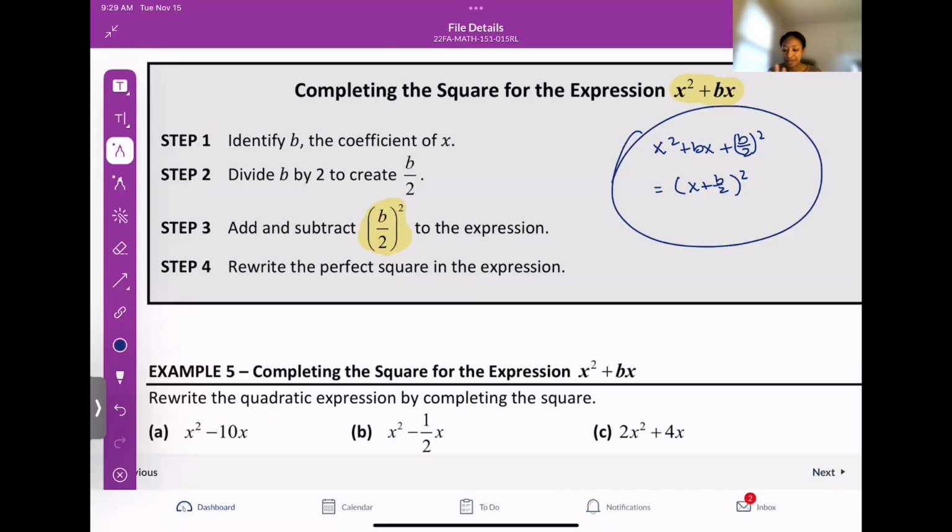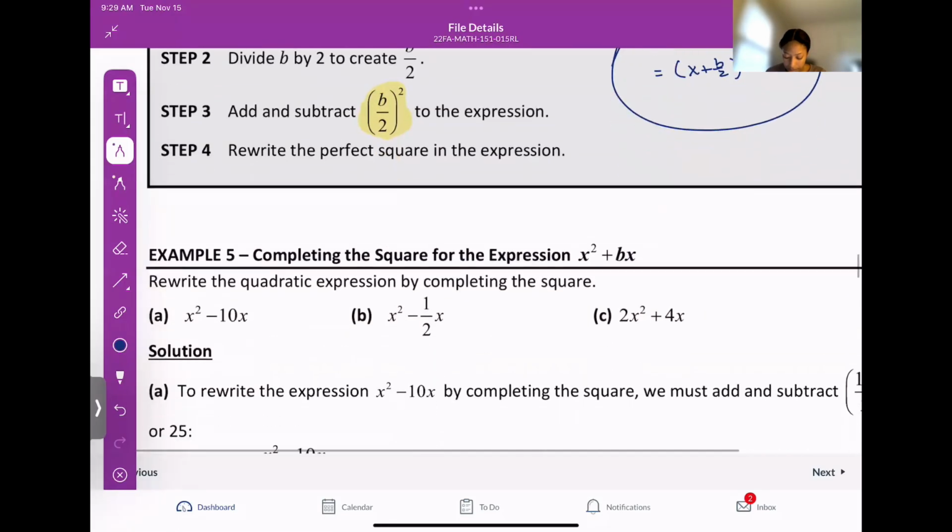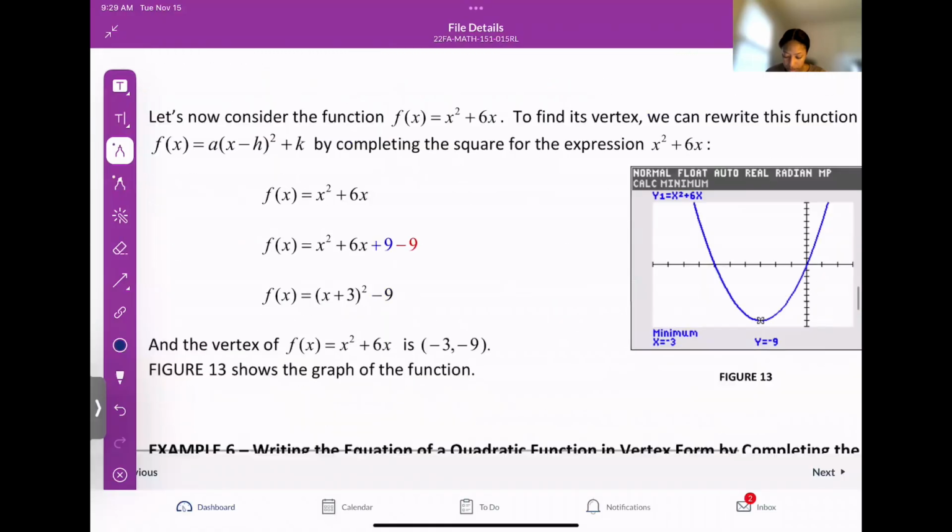If you have not done completing the square before, like I said, this might be a little tricky for you. You'll need to practice this, but we'll do a couple of examples. Jump down to the example section.